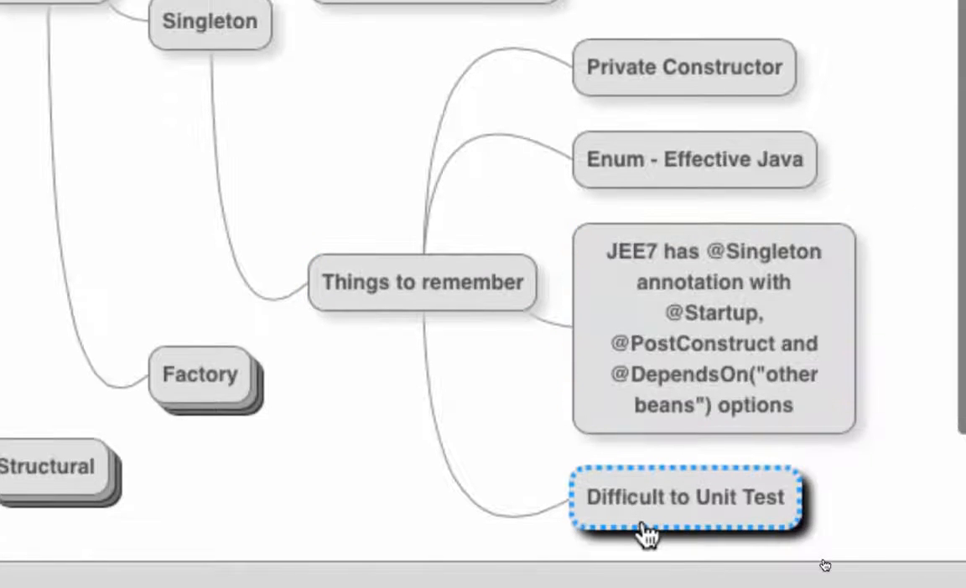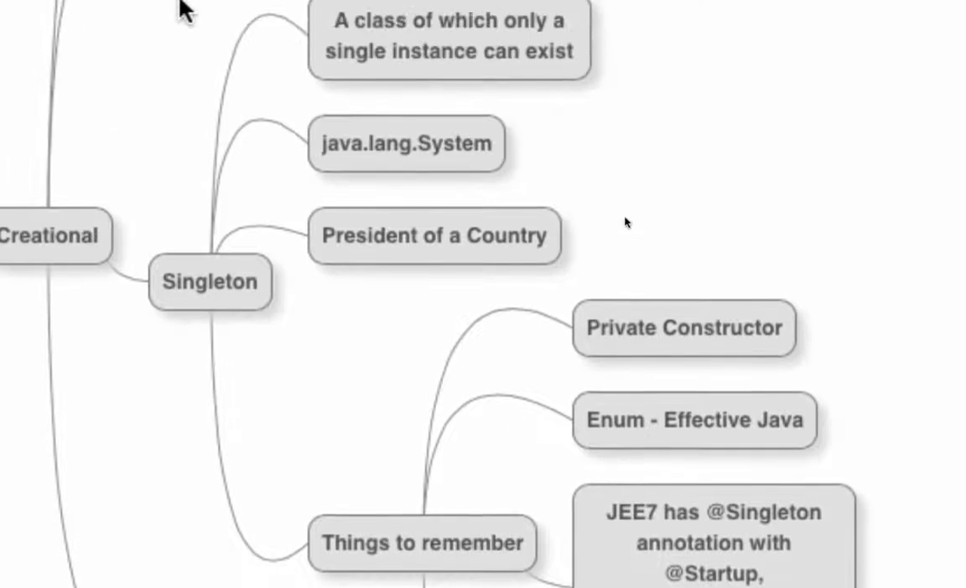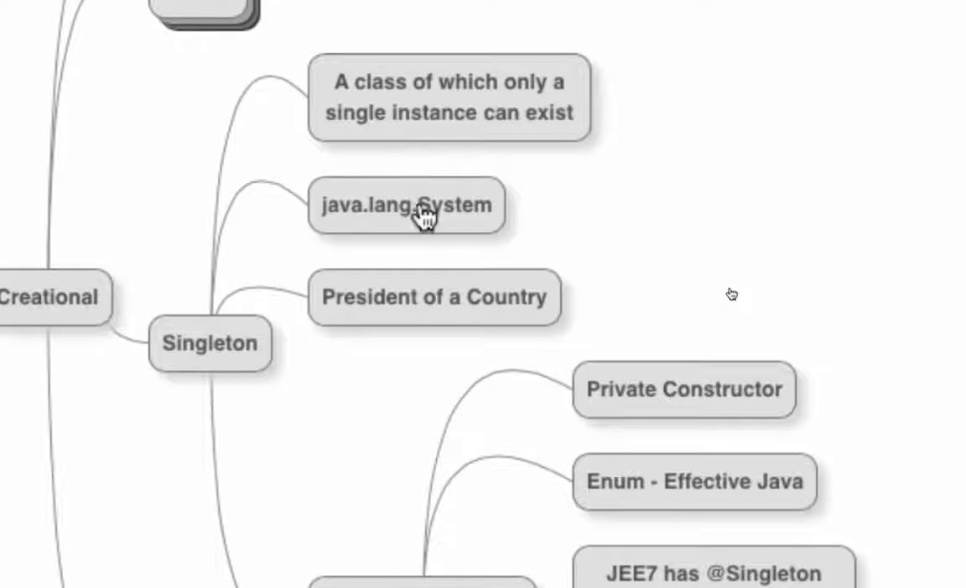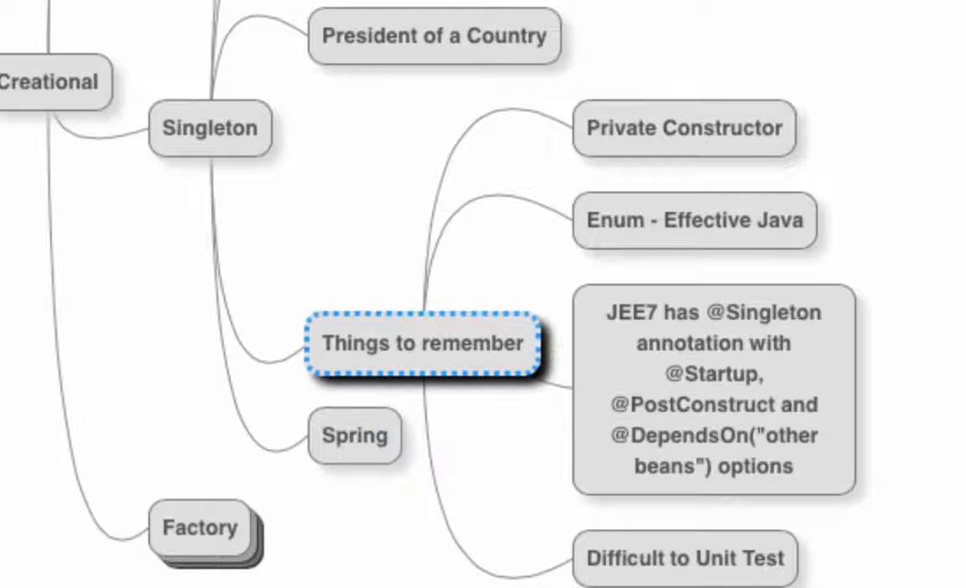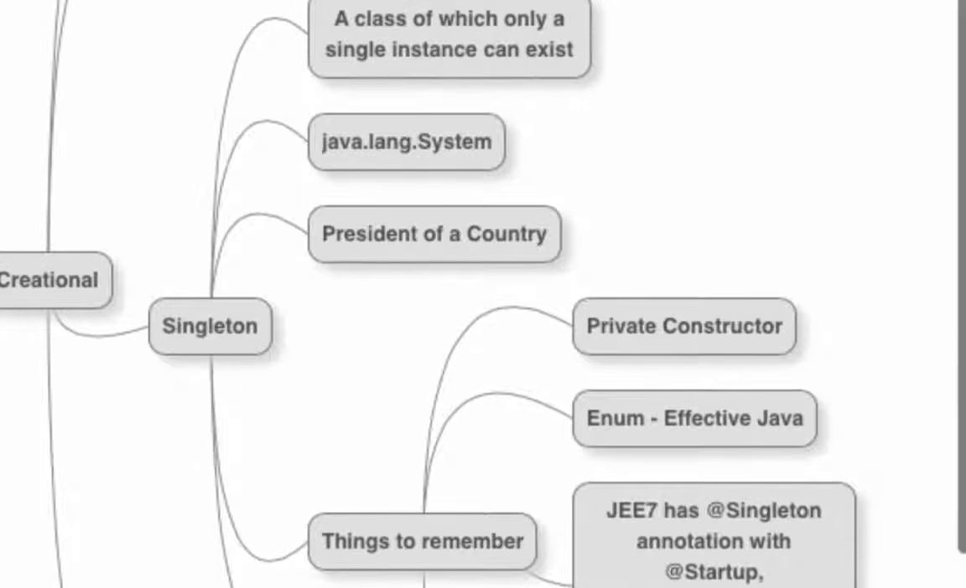And also, singleton objects should be avoided as much as possible because they make code very difficult to unit test. So if you use singletons, then your code becomes very difficult to unit test. So you should try and avoid singletons as much as possible. One other good place where you have singletons is Spring. In Spring, almost all the beans that you create are singleton by default. So that's very good to know. So there you go.